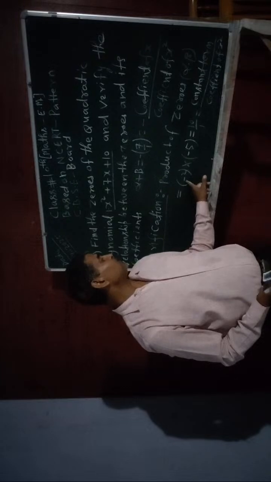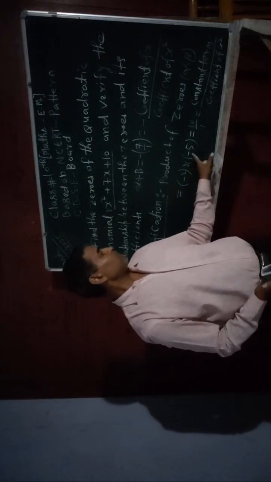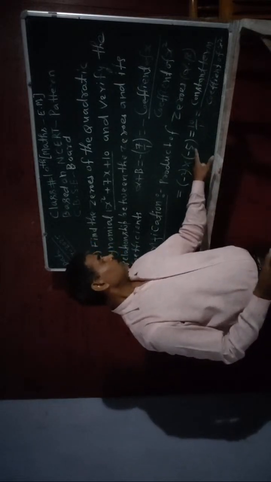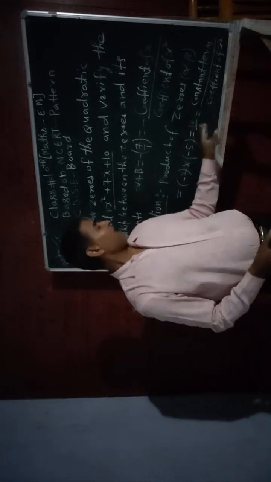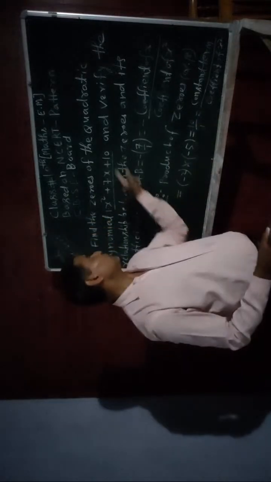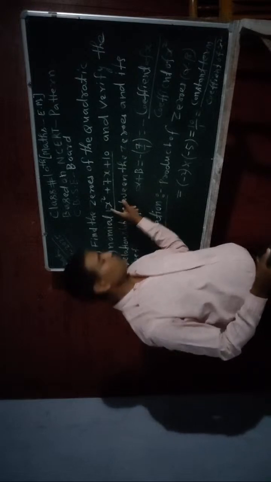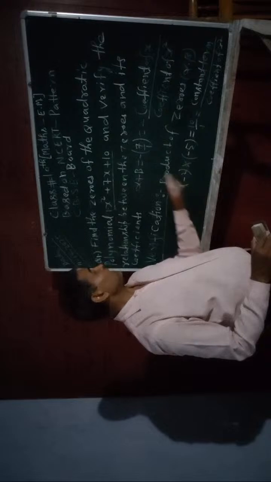So I will take the multiplication of minus into minus, that will become a positive sign, and then 5 into 2 will become 10. In the place of 10, I can write 10 divided by 1. Now 10 in the quadratic polynomial is the constant term, so I will write constant term, and in the place of 1, that is the coefficient of x square, so I will write coefficient of x square.